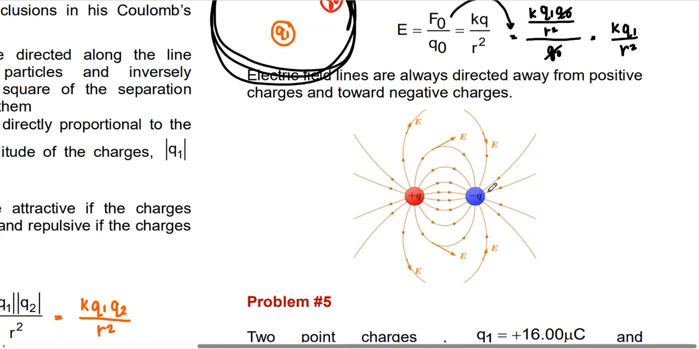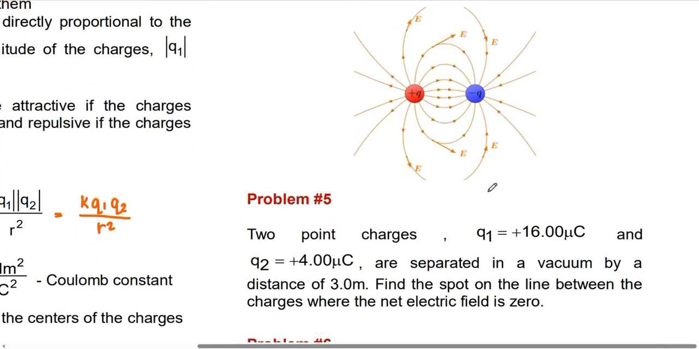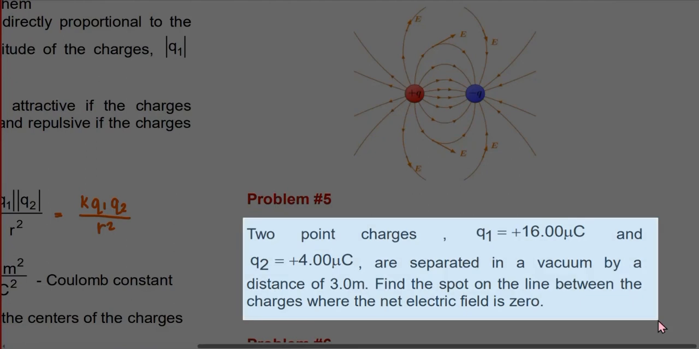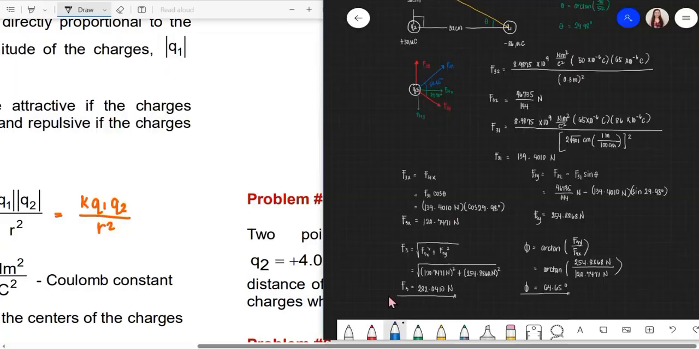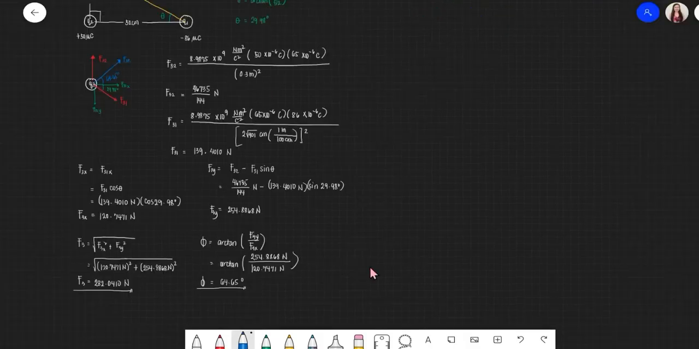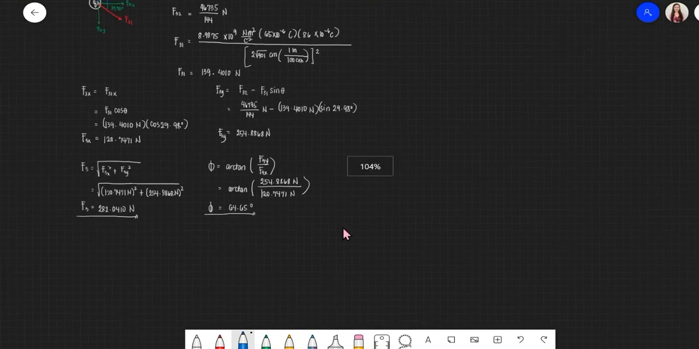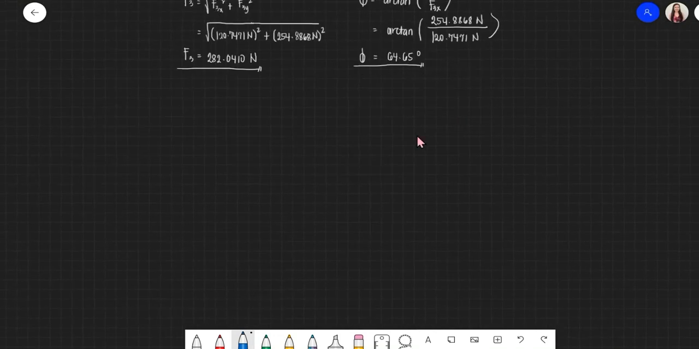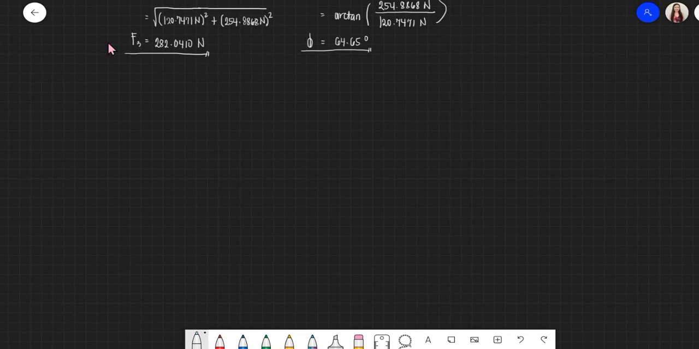So let's solve problem number 5. Two point charges, Q1, 16 microcoulombs, and Q2, 4 microcoulombs, are separated in a vacuum by a distance of 3 meters. Find the spot on the line between the charges where the net electric field is 0. Problem number 5.